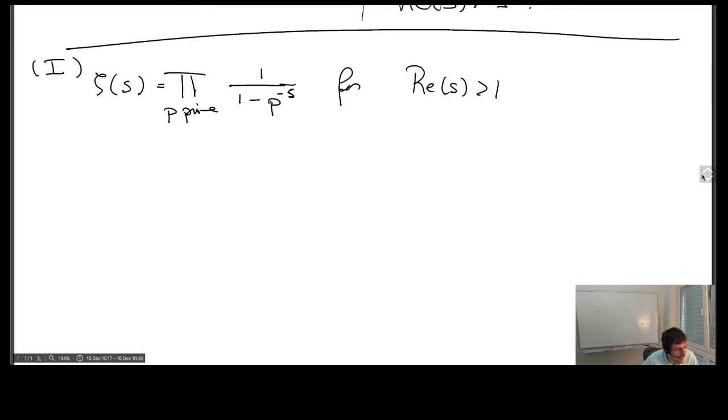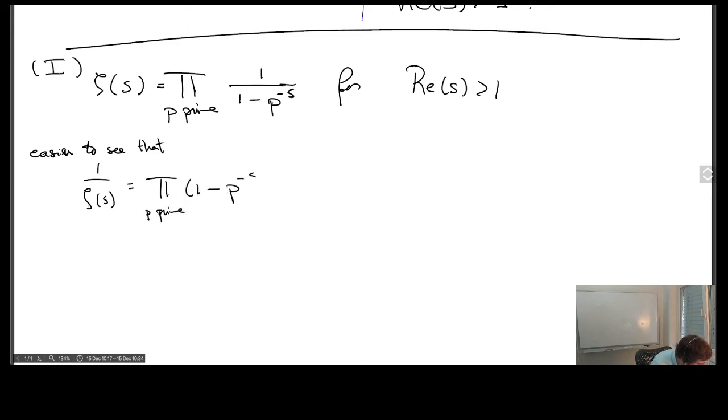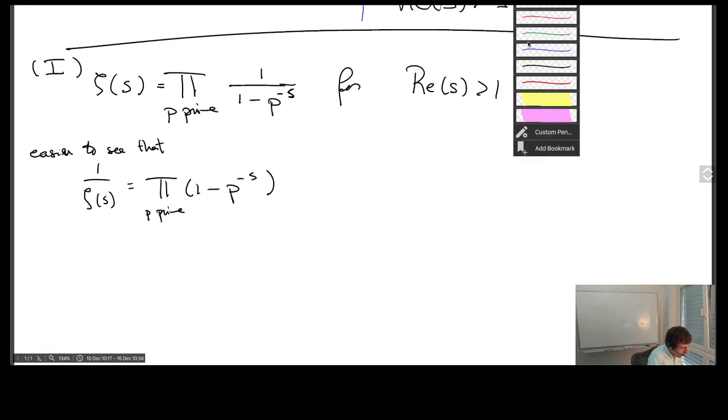Okay, so let's prove this. It's quite easy to prove, actually. It's easier to see that 1 over zeta of s is equal to, let's just take 1 over everything. And it's also easy to see that this converges.